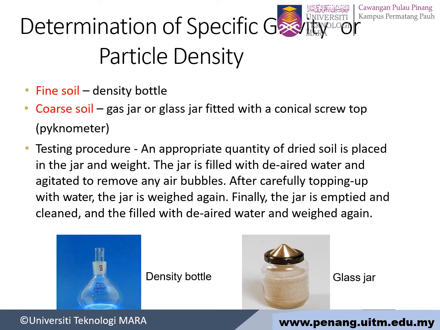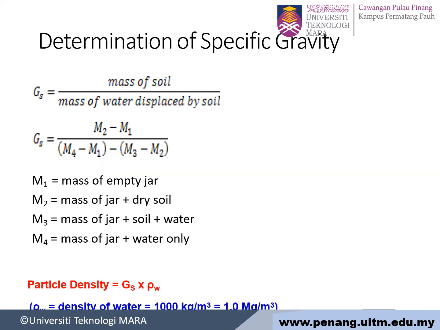Determination of specific gravity or particle density. For fine soil, we use the density bottles. For coarse soil, we use a gas jar fitted with conical screw top. Okay, this is how the procedure is being done. You may refer here. This is the determination of specific gravity. You may refer to the equation here. So that is how to determine the specific gravity.